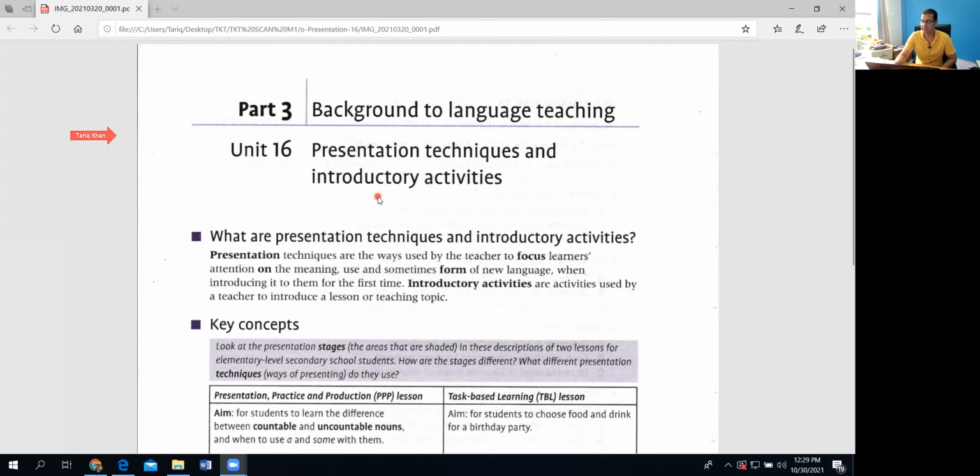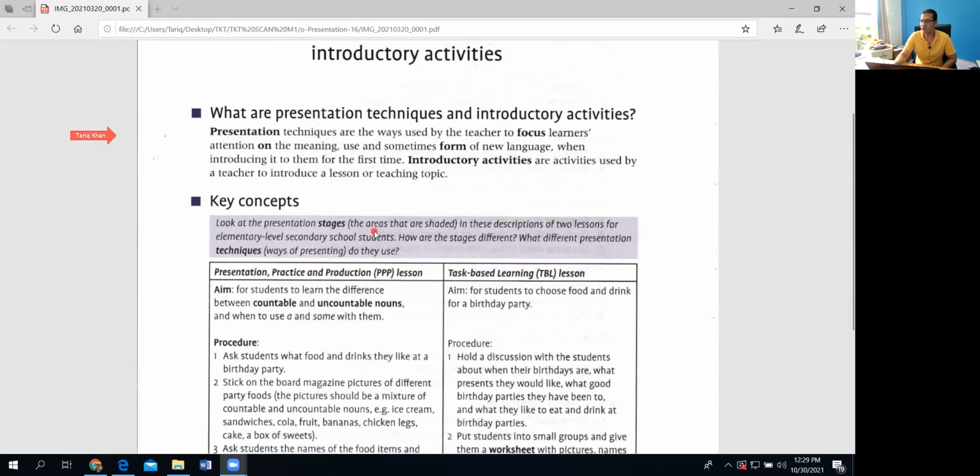This presentation is not about the usual way that we do a presentation to introduce something to people about a particular topic. This presentation technique is how you introduce your lesson when you are teaching in a class. There also you do the presentation. Like if you see the approach, we talk about the PPP method: presentation, practice, and production. So this is that presentation.